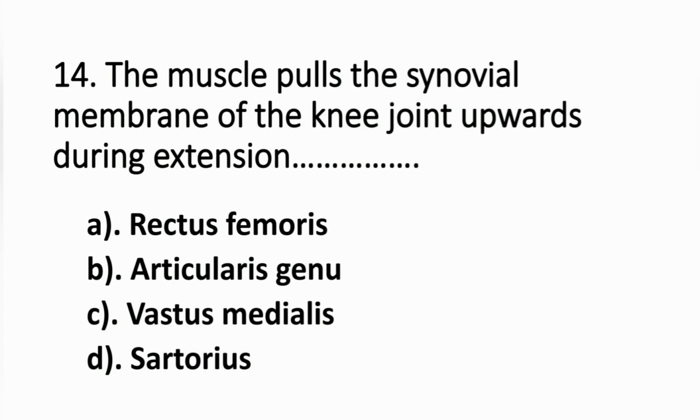Question number 14. The muscle that pulls the synovial membrane of knee joint upwards during extension is: option A, rectus femoris; option B, articularis genu; option C, vastus medialis; option D, sartorius. The answer is option B, articularis genu.